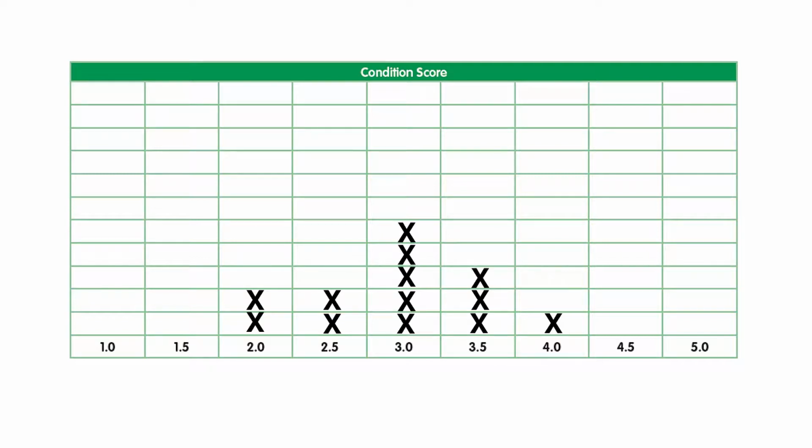Record the individual condition score of each sheep with an X on the chart. The middle score of the distribution is close to the average. In the example here, the median value is 3.0, but by using the chart you can see that the average is just less than 3.0.